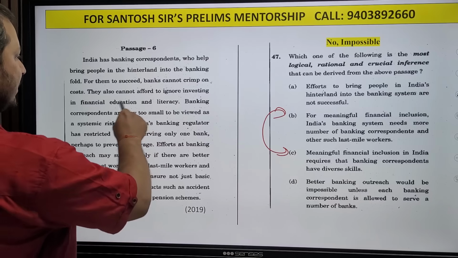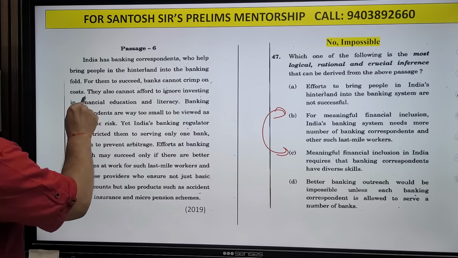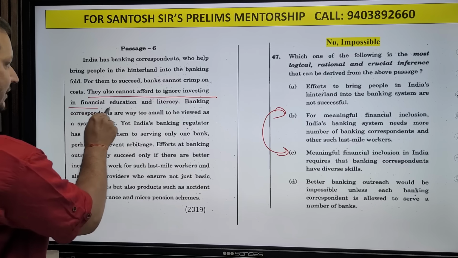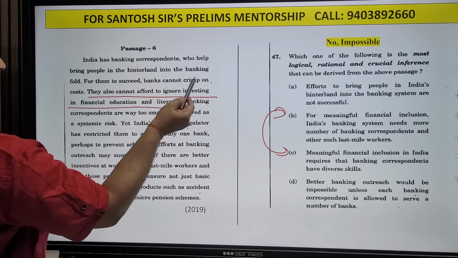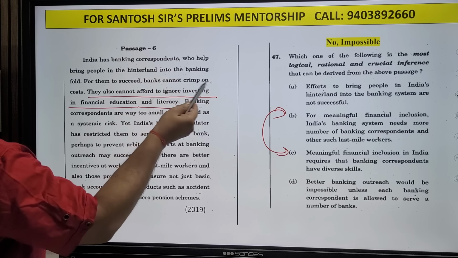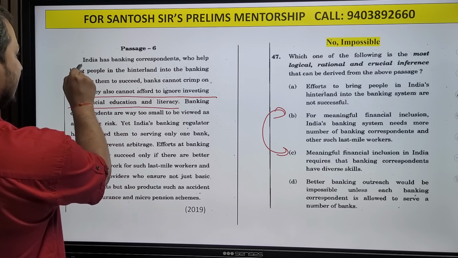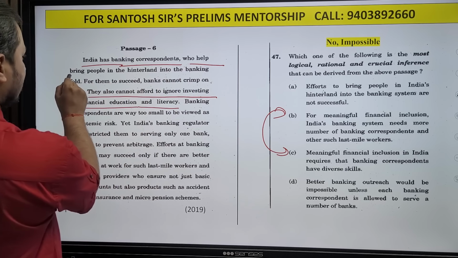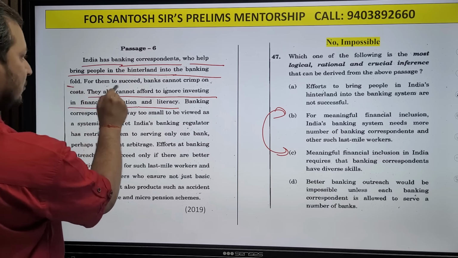So you can see if you read it, you can see what they have mentioned. They also cannot afford to ignore investing in financial education and literacy. Who cannot afford to ignore? You can see India has banking correspondents who help bring people in the hinterland into the banking for them to succeed.